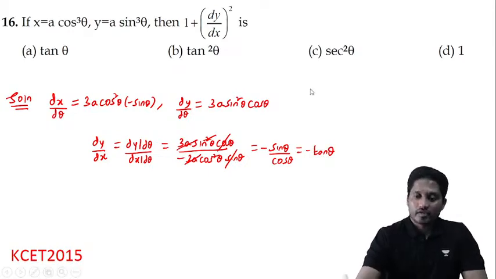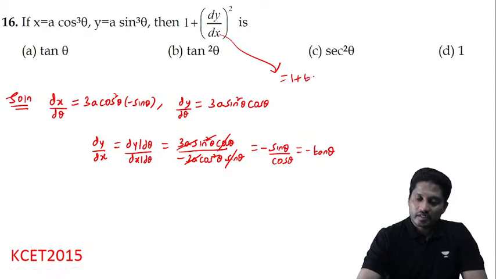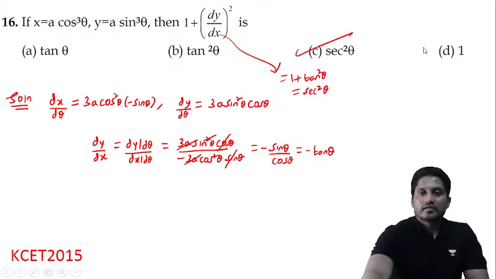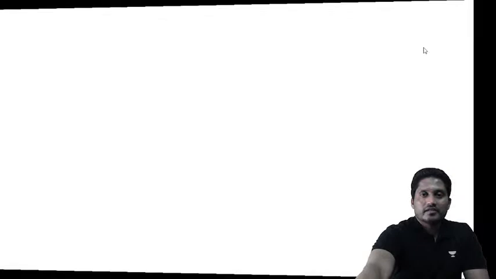Okay, I'm supposed to find 1 plus dy by dx the whole square, that is 1 plus tan square. 1 plus tan square is sec square. Answer is option. Let's move to the next question.